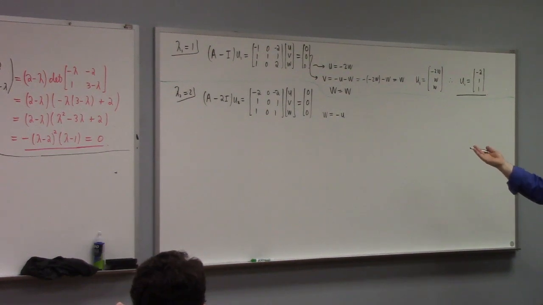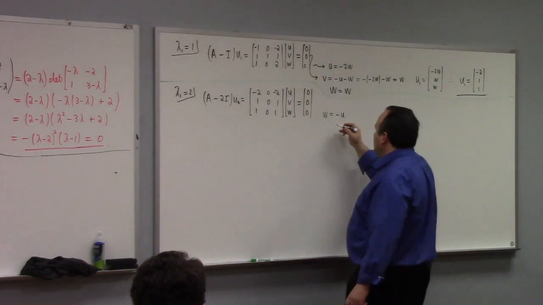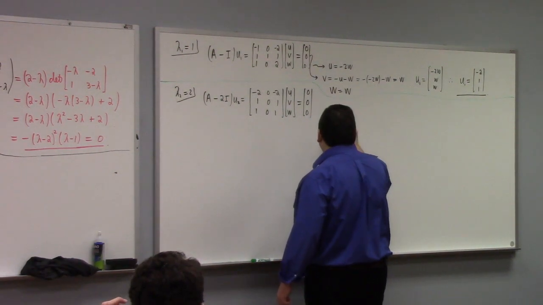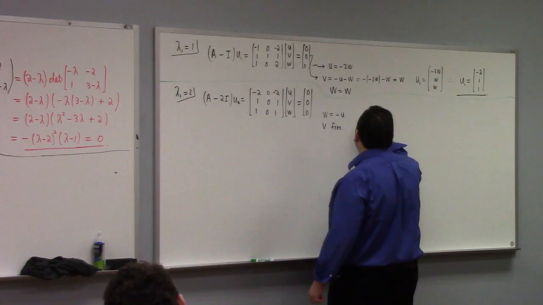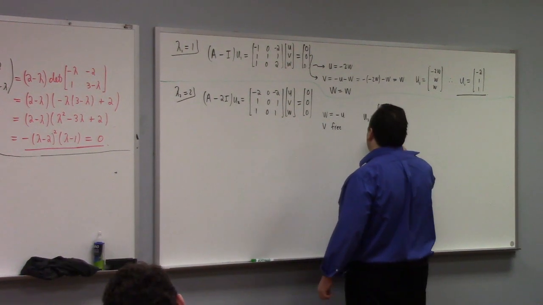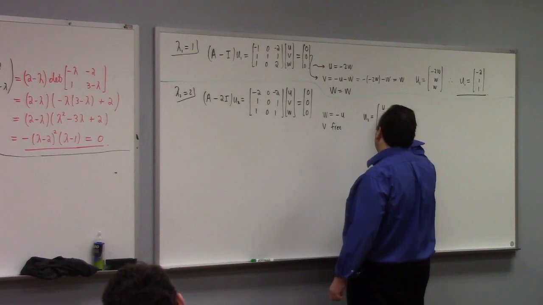What can you guys tell me about V? V is free, right? So don't be the person who says V is equal to 0. V is free. So our U2 is U, V minus U.